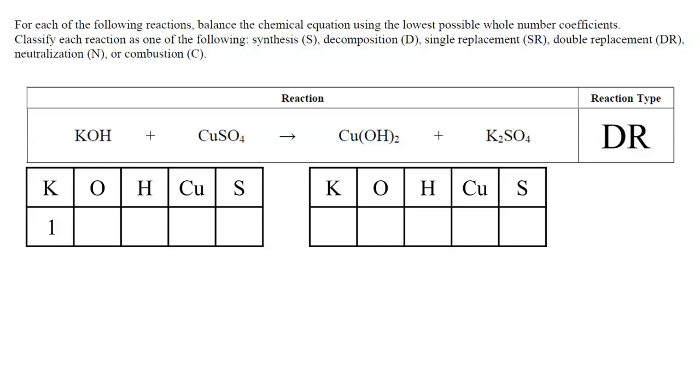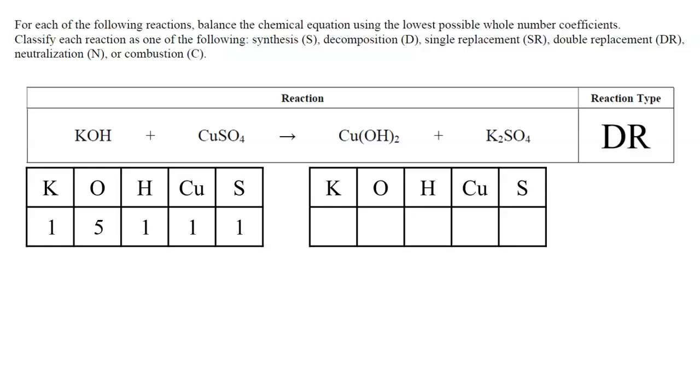Now, oxygen is found in 2 different chemical formulas. There's 1 oxygen in the KOH formula, and then there's 4 oxygens in that CuSO₄, or copper sulfate formula. So 1 plus 4, that's 5 oxygens total on the left. I see 1 hydrogen, 1 copper, and 1 sulfur.